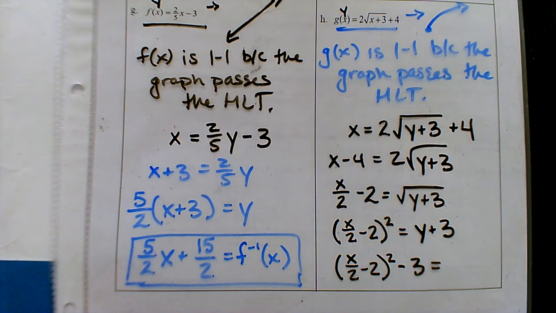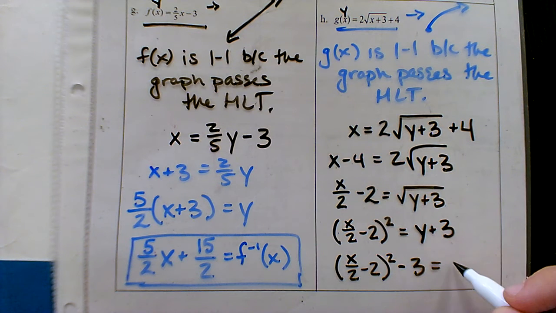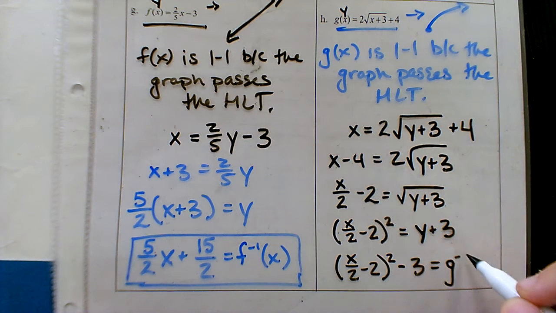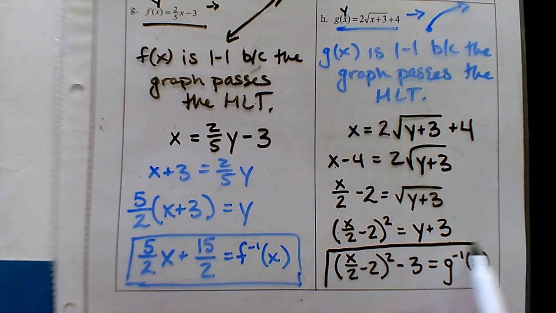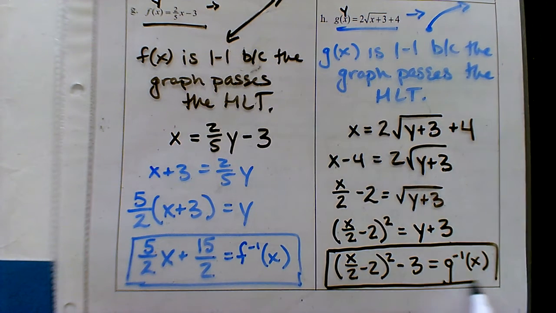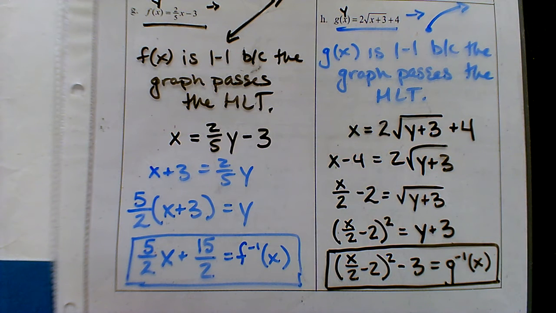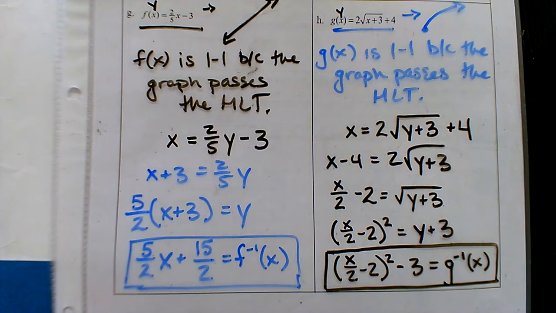We got the y by itself, meaning we found the inverse, so we're going to label it appropriately. This would be g to the negative first, just because the original function was called g. All right, and we'll leave it like that. We switched the variables and solved for y. Our result represents the inverse. We doing okay?